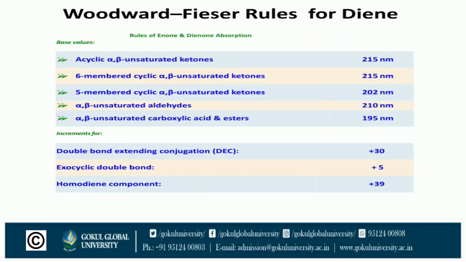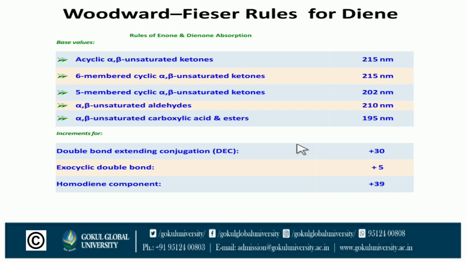Now Woodward-Fieser rules also for dienes, then the base values of the enone and dienone absorption systems. Acyclic alpha beta unsaturated ketones, then the value is 215 nanometer. 6 membered cyclic alpha beta unsaturated ketones, then the value is 215 nanometer. 5 membered cyclic alpha beta unsaturated ketones, then the value is 202 nanometer. Alpha beta unsaturated aldehydes, then the value is 210 nanometer. Alpha beta unsaturated carboxylic acid and ester, then the value is 195 nanometer.